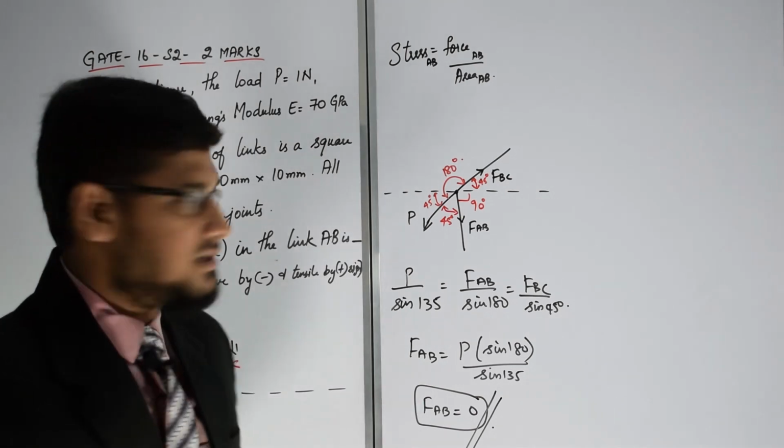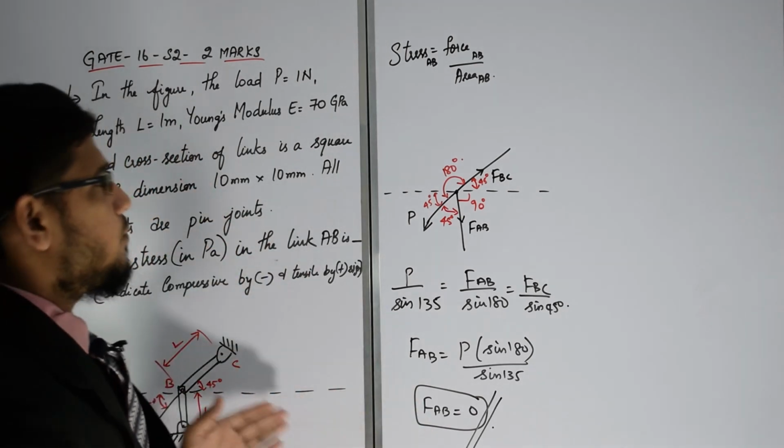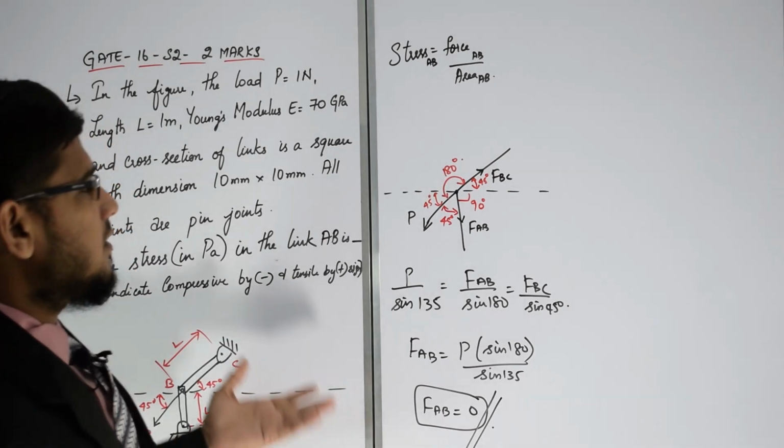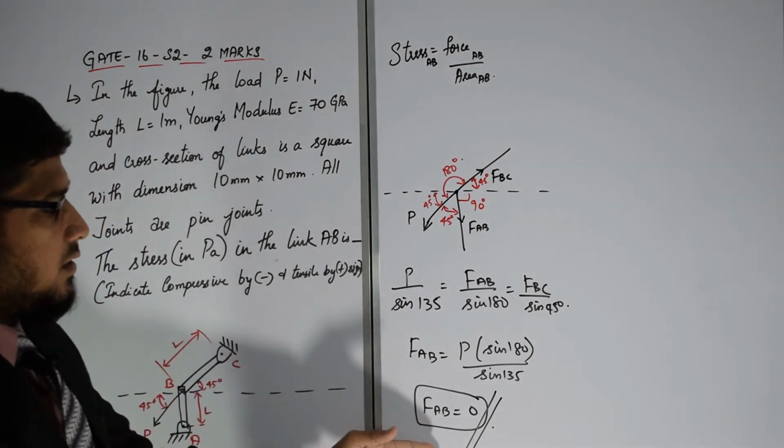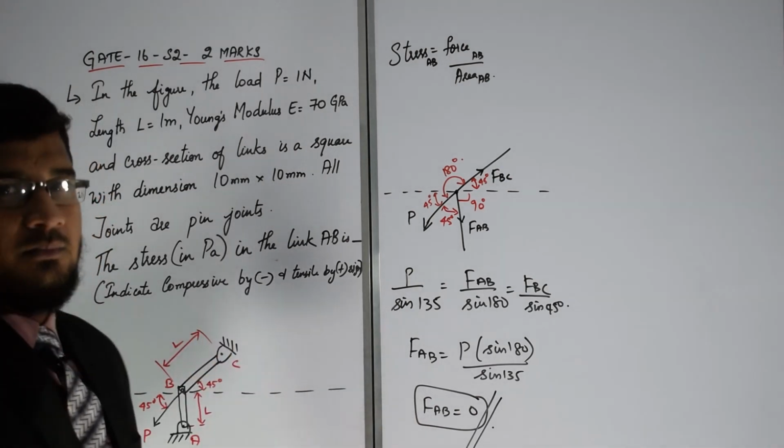It's very easy. This might be a 2-mark question, but the starting point is finding out the force. For finding the force, we have a 3-point joint, a 3-force joint actually. We have got the answer 0. See how simple it is.